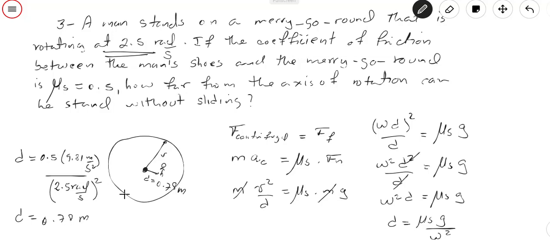Just only by the equality or the relation between the centrifugal force and the force of friction, right? So it's a very, very interesting problem, this one. So I hope that is going to help you to understand better the action of the centrifugal forces. Look at the next problem.